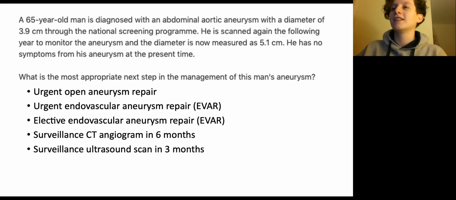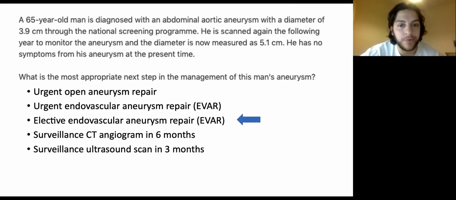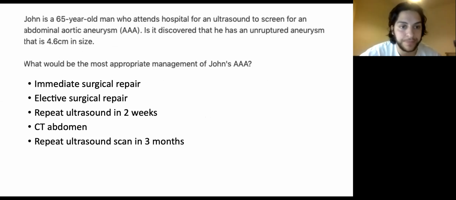So the reason for this is because they don't need urgent repair because there isn't any indication of rupture, but he does have a large aneurysm of 5.1 centimeters. Remember we said 5.1 centimeters doesn't meet the criteria to operate on them. However, it has increased by more than 1 centimeter in a year. So therefore it should be repaired even if it's asymptomatic, which is why elective endovascular repair would be the right option. Okay, move on to the next question.